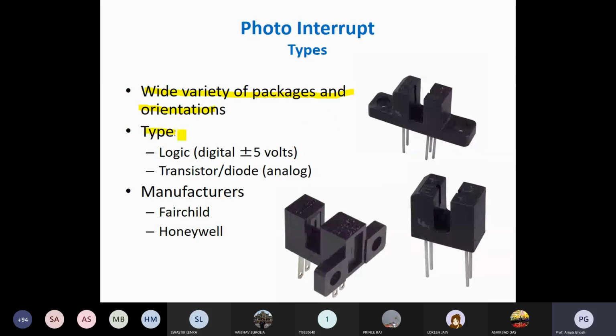Types: logic, meaning digital, plus minus volt, and another one is analog. So digital as well as analog, both are applicable. Who are the manufacturers? Fairchild, Honeywell. Different companies are there. Only two names are mentioned over here, for that photo isolator.